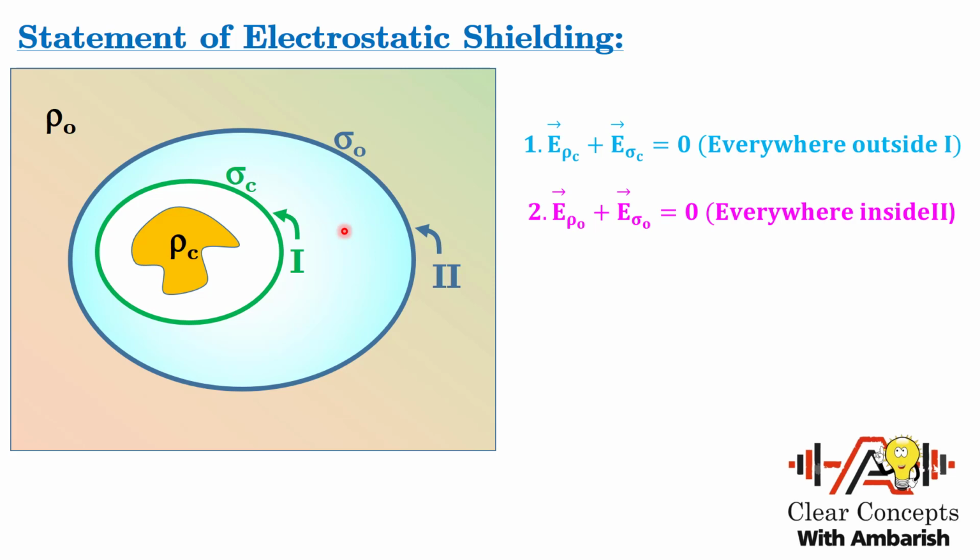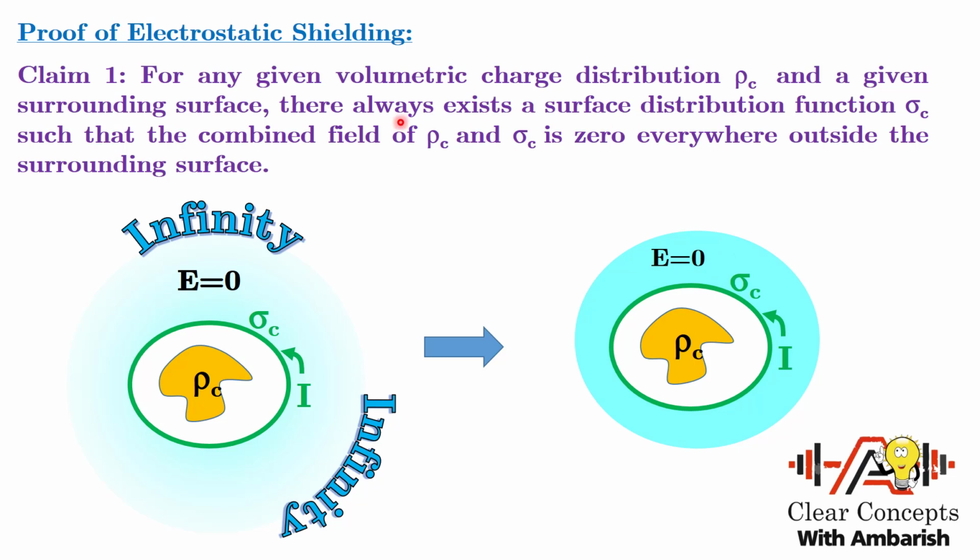So now we will try to prove shielding using the existence and uniqueness theorem and some basic electrostatics logic. So let's get to the proof of the electrostatic shielding in the next slide. So now I'm going to make a claim. What is the first claim? The first claim is that for any given volumetric charge distribution rho c, let us say we have some charge distribution, put anywhere in space, and a given surrounding surface, you imagine a surrounding surface after giving rho c.